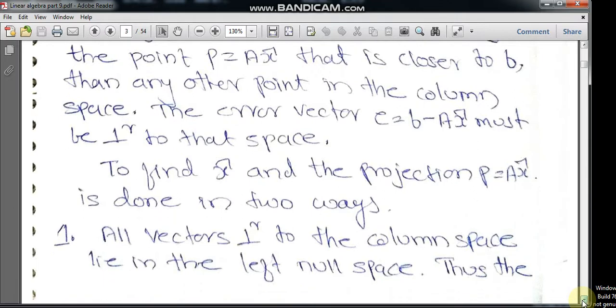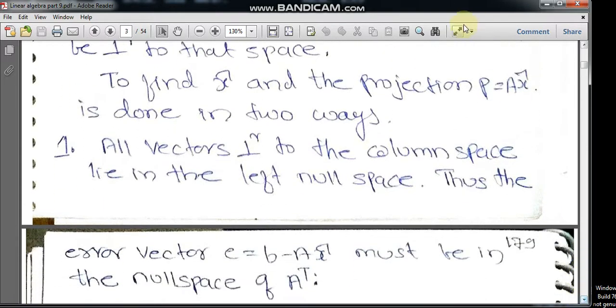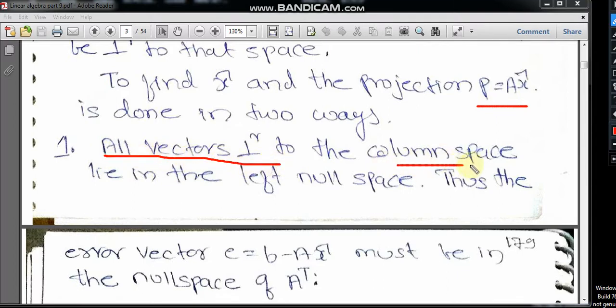Similar to a projection. So to find out x cap, how do you do that? We saw it is nothing but a projection on x cap. So it can be done in two ways. One thing we know, all vectors perpendicular to the column space lie in the left null space. Thus the error vector E equals B minus A x cap, and that must be in the null space of A transpose.